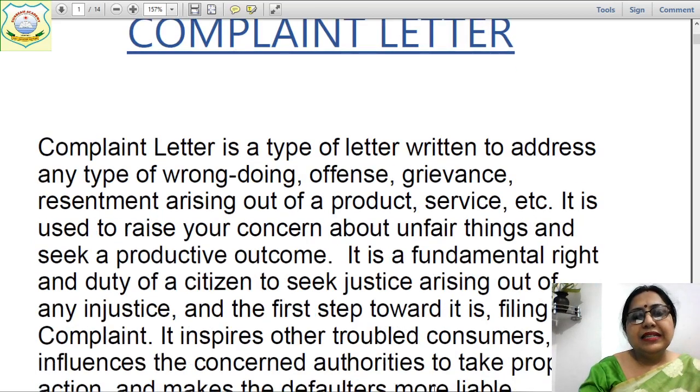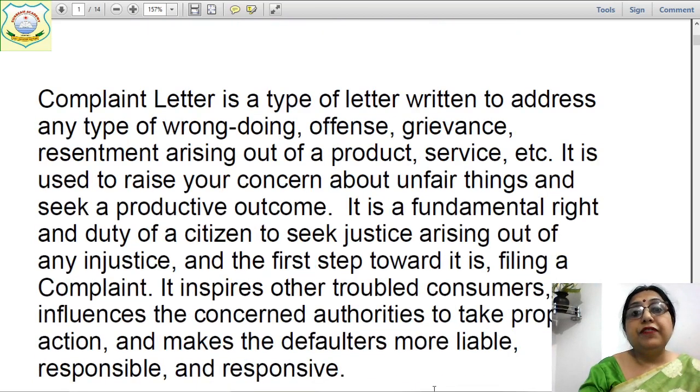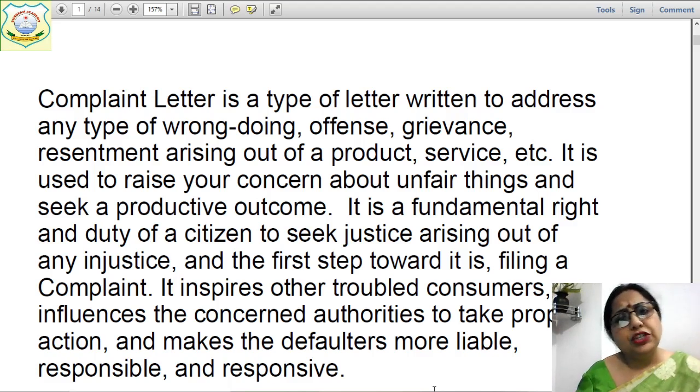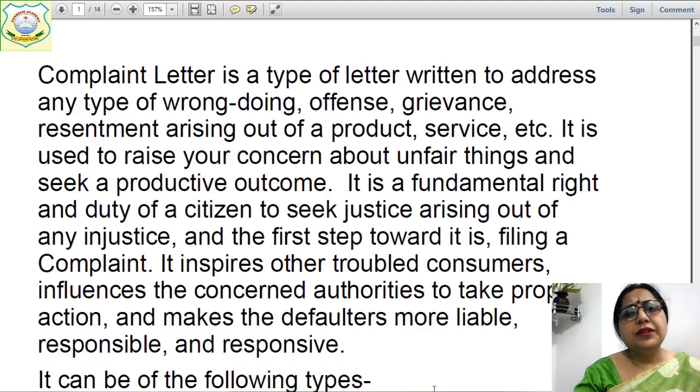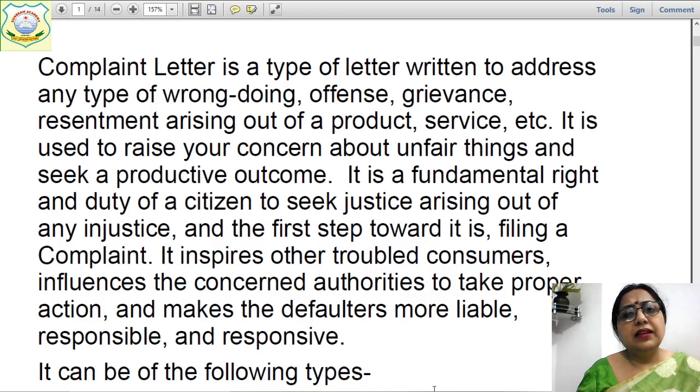So, a complaint letter is a type of letter written to address any type of wrongdoing. Any type of wrongdoing, children. Offense, grievance, resentment arising out of a product. This I have discussed just at the starting.